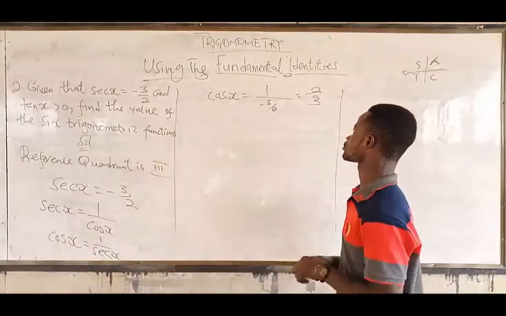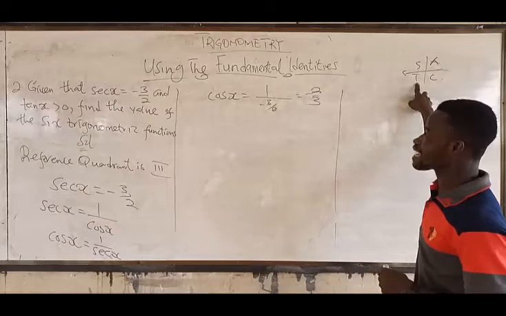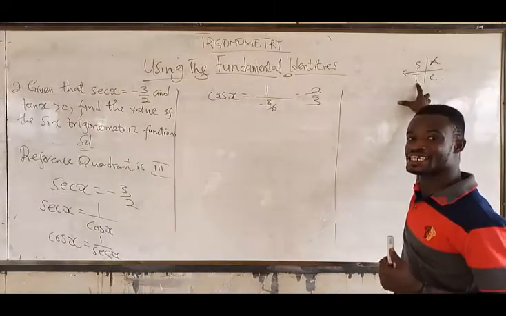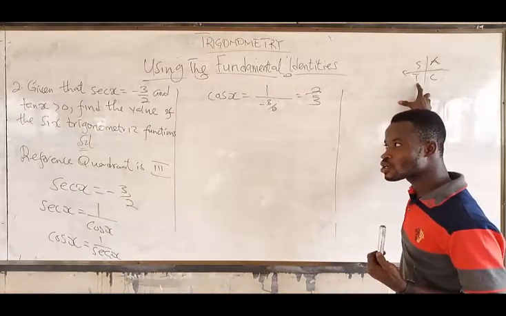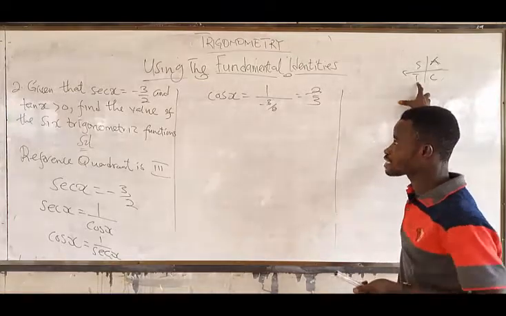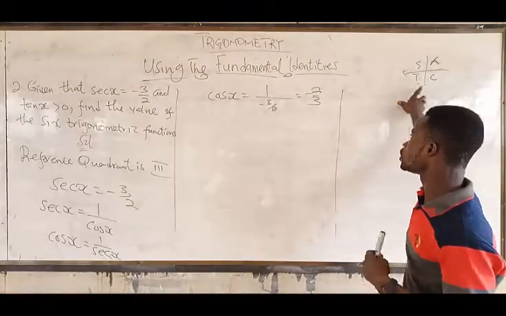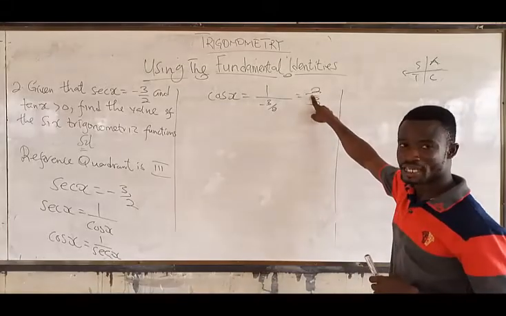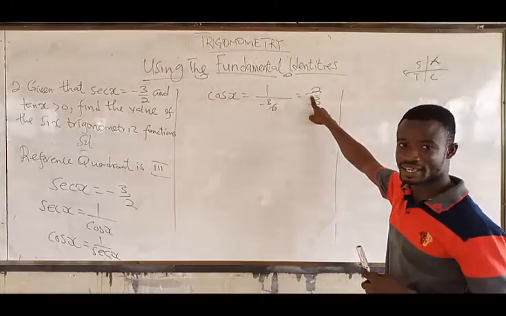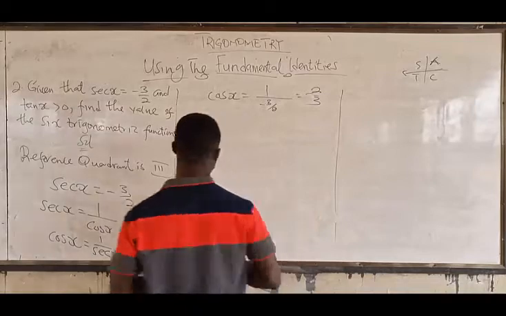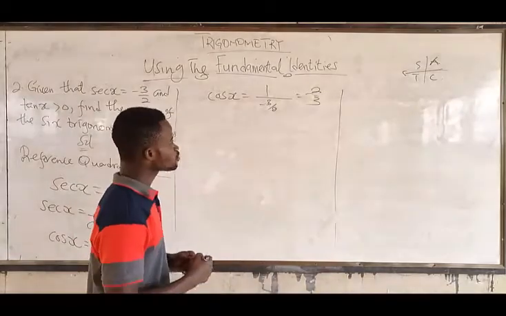Now watch. We are working in the third quadrant. And in the third quadrant, cos is positive or negative? That is negative. So no problem there. The cos is negative. Let's move on to sine.